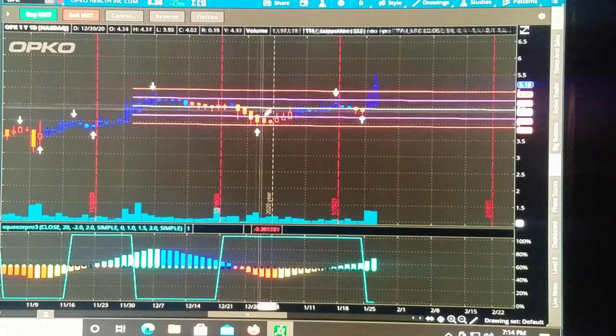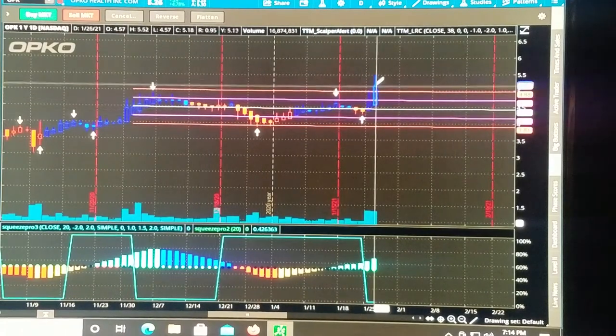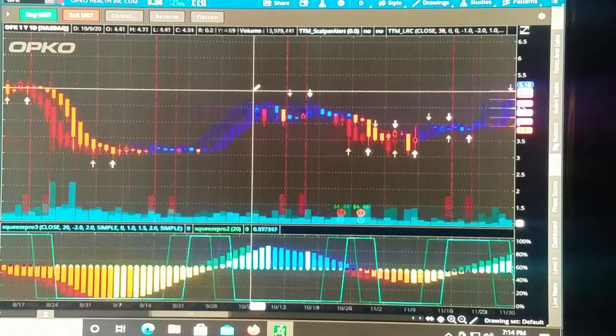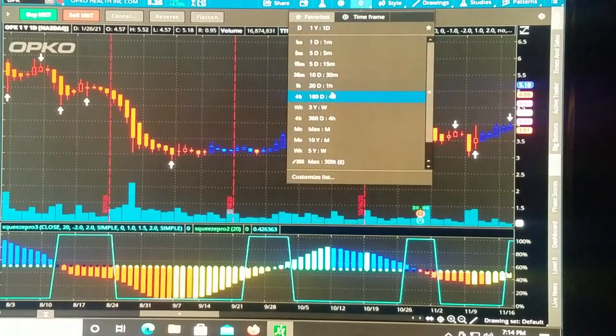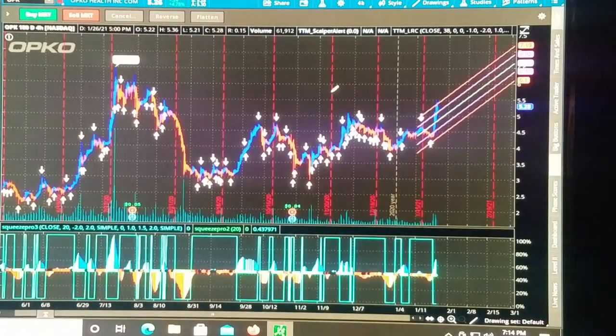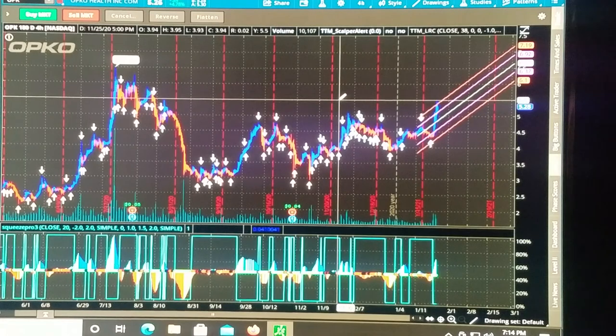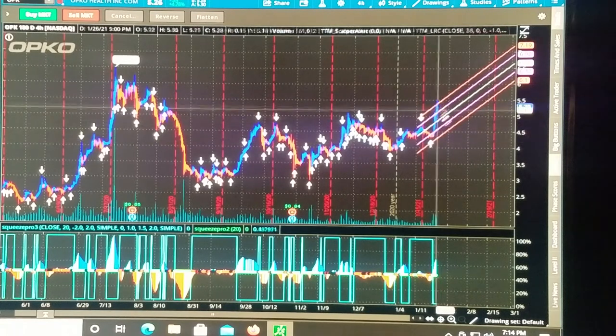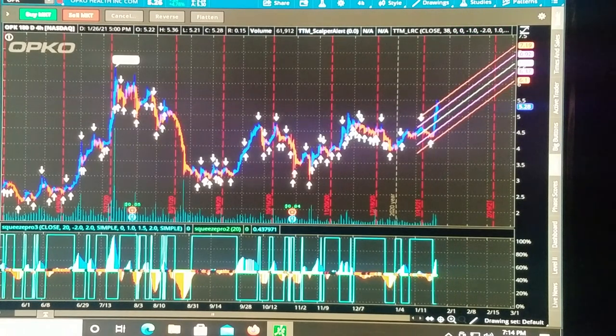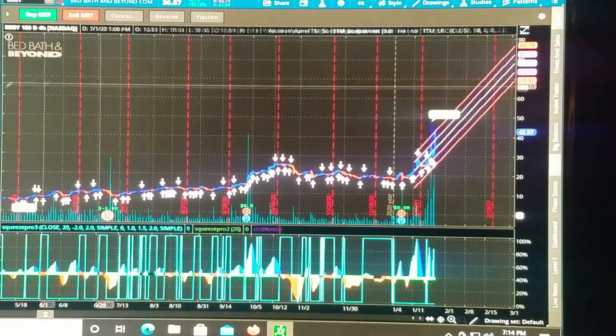I don't know what these lines are, but that's the LRC. Whatever that is, it does show points of resistance and support, but wow, check it out. It's showing an up channel. Let's see what the other stocks look like. Up channel.